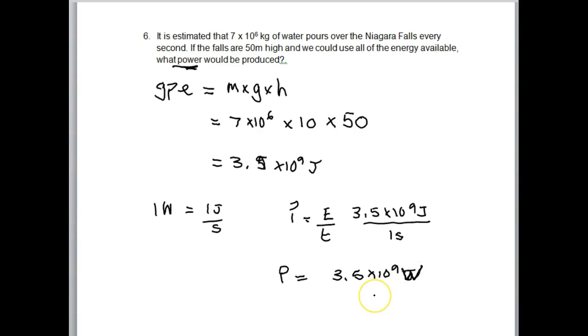I got the units wrong there earlier. Okay, I hope that helped. Any queries, please see me.